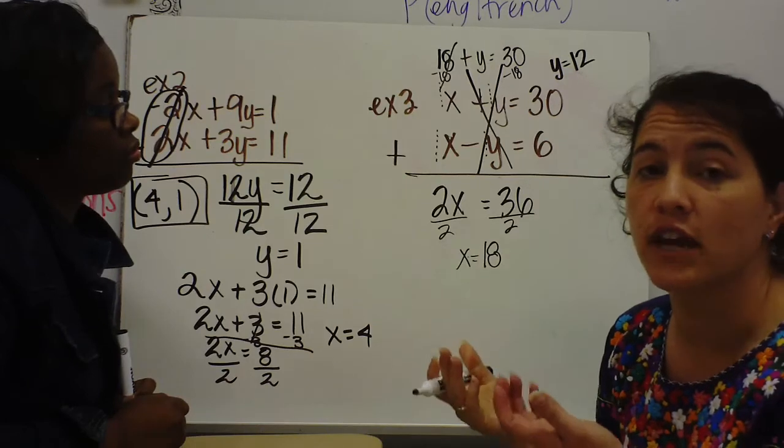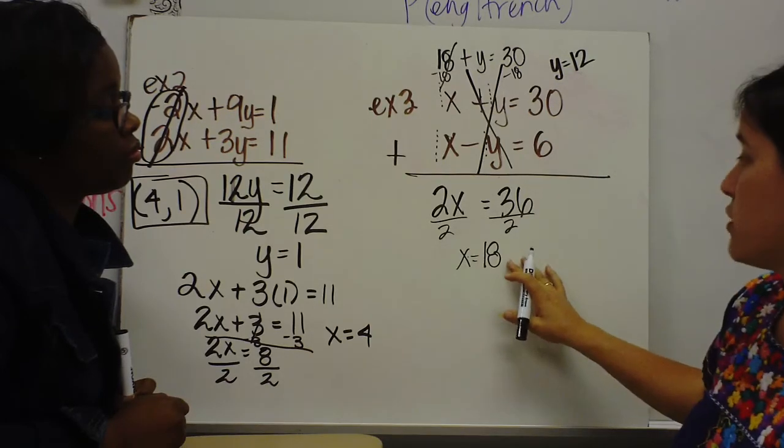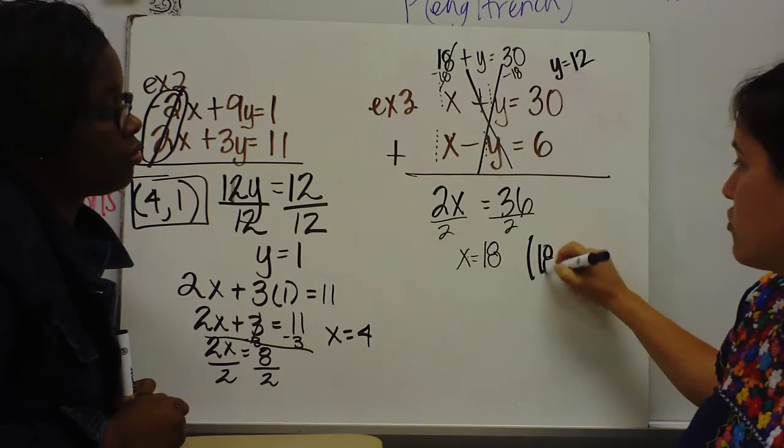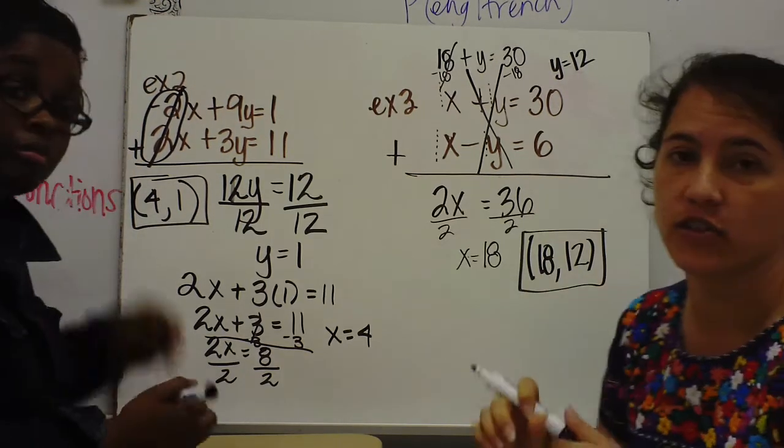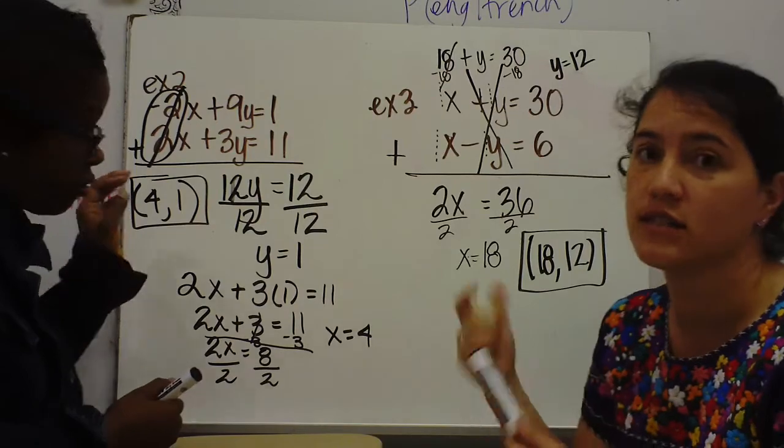So then to put it together as your ordered pair solution, Ms. Barnes said your x comes first, so this solution would be 18, 12. And that is the intersection, that is the solution to the system of equations.